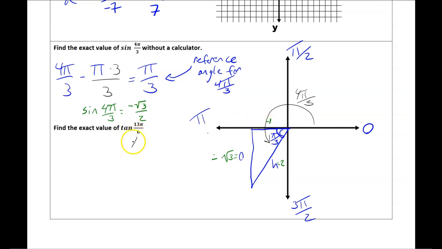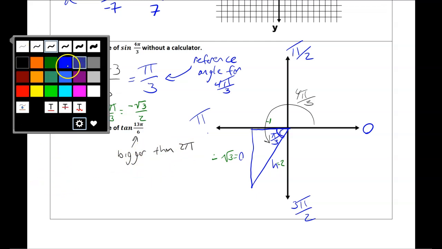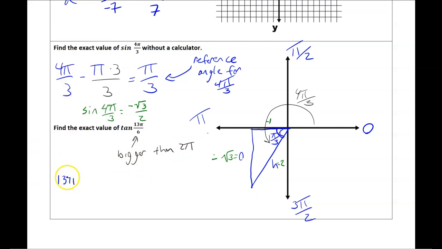In my next example, we're asked to consider an angle that is bigger than 360 degrees, bigger than 2 pi, right? So to get my reference angle, I'm going to do this time 13 pi over 6 minus 2 pi. And notice here, I need to do a common denominator again. That's 13 pi minus 12 pi on top. We get then just 1 pi over 6.